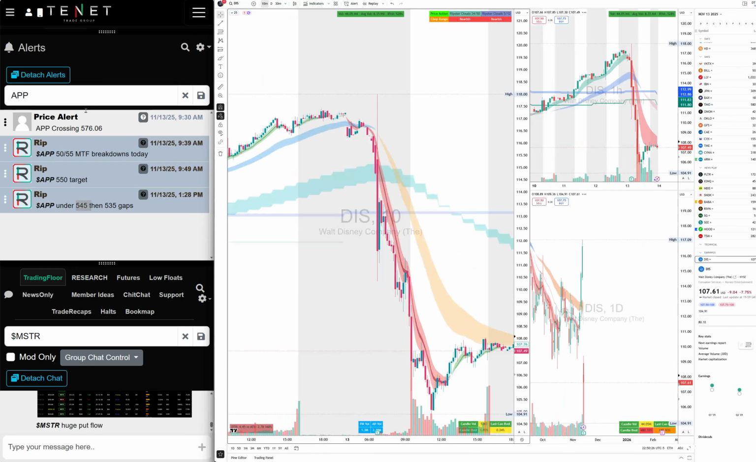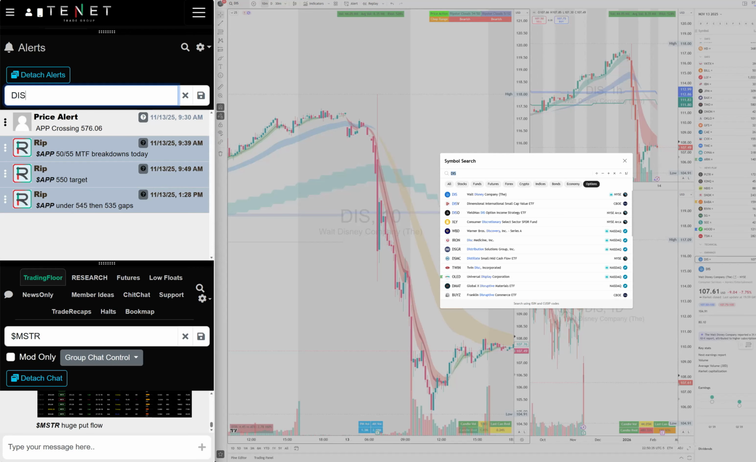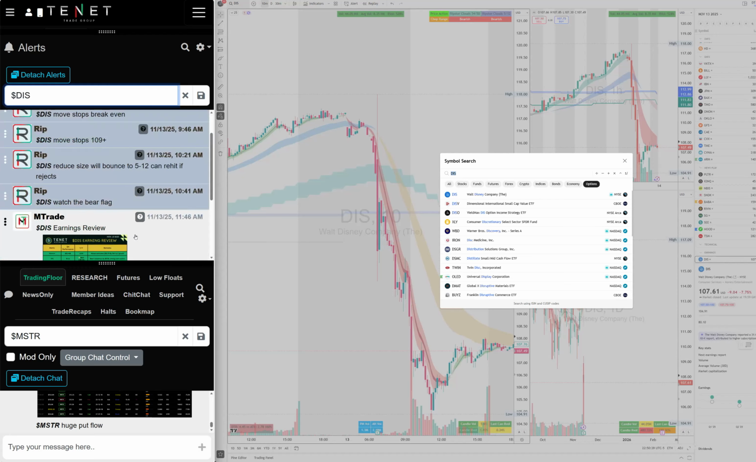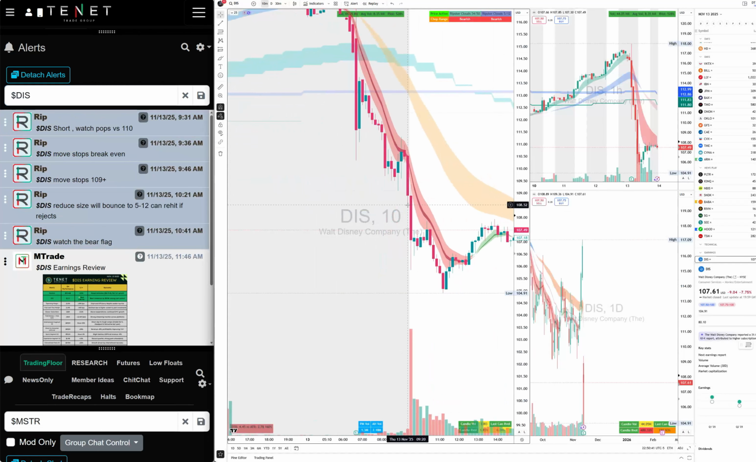We had an earnings play on Disney, which was a slow fade, nothing crazy. We did reduce our size a little bit on Disney because it was taking its sweet time, and that will sometimes happen. As you see, I told the traders short Disney versus 110. So your risk is 110, you short at 109, your risk is $1, it flushed to 106, you made $3, and then it tried to bounce, held our stops.